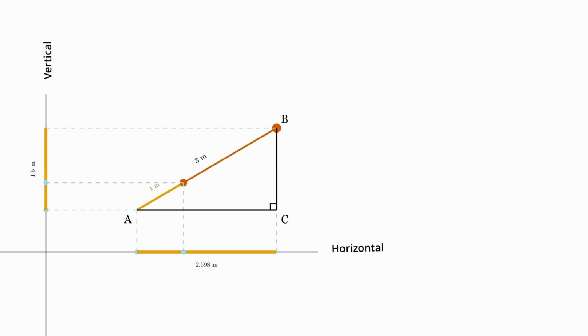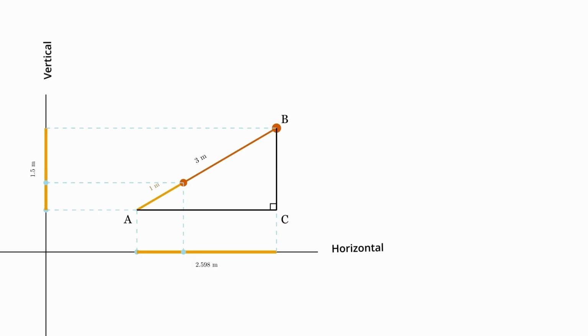Look carefully. The vertical distance becomes the height of the triangle, the horizontal distance becomes the base, and the original motion AB becomes the hypotenuse. But there's a very important detail here.